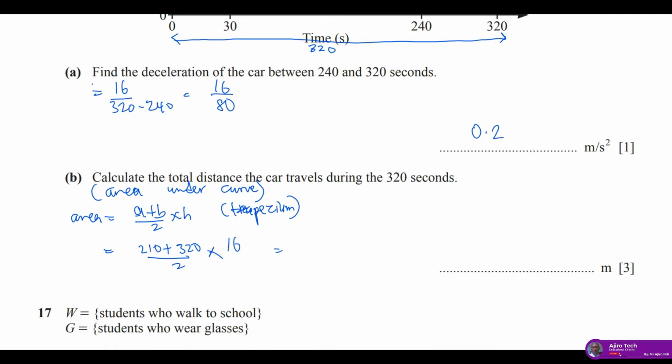So we have, add them together, 530 times 8. And that is what? 5,300 minus 1,060. That is 4,240. That's the answer, in meters.